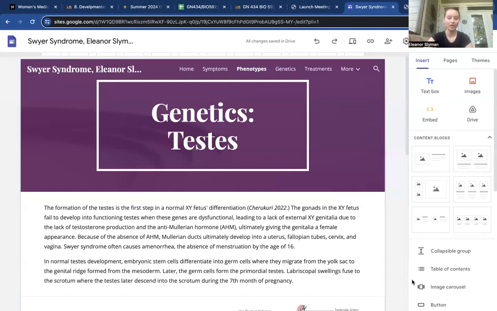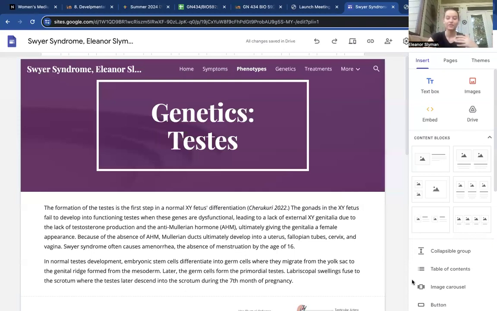Then patterns of inheritance just explains how Swyer syndrome is inherited. And then just a brief little image on inheritance and pedigree charts as well, because I happen to talk about inheritance, so I thought a pedigree chart would help people who aren't too sure of the patterns of inheritance.